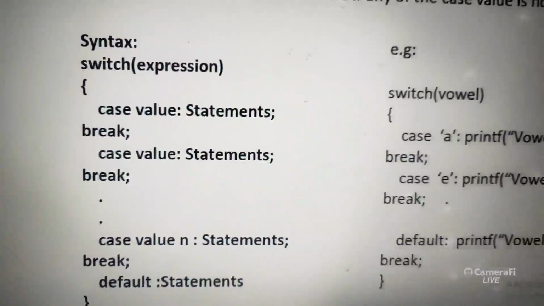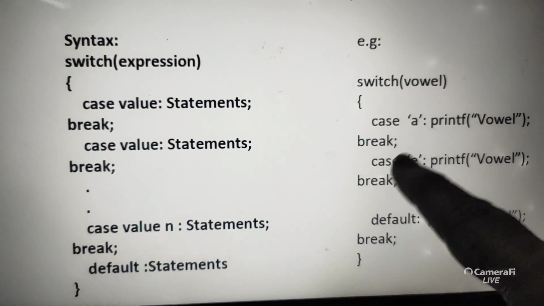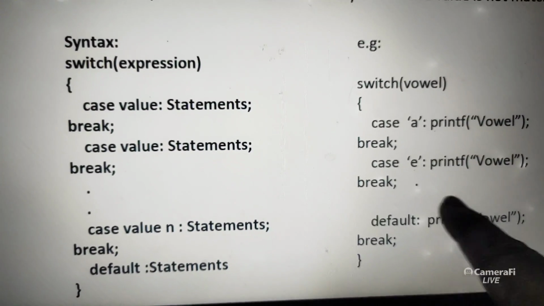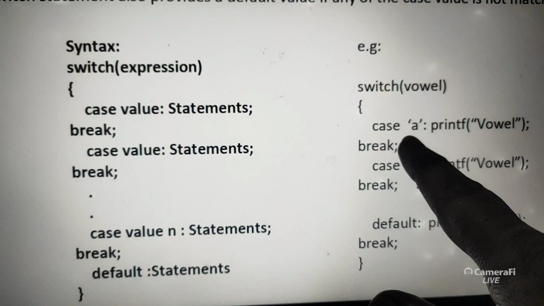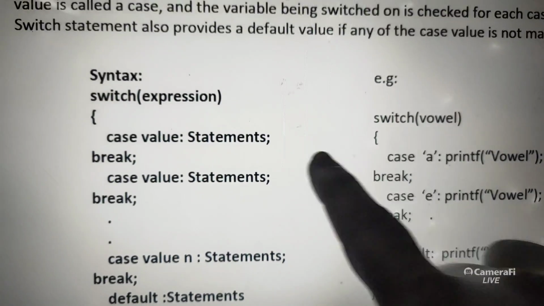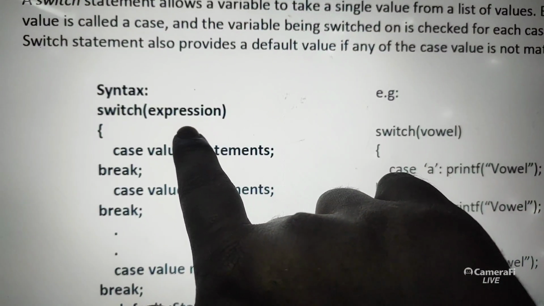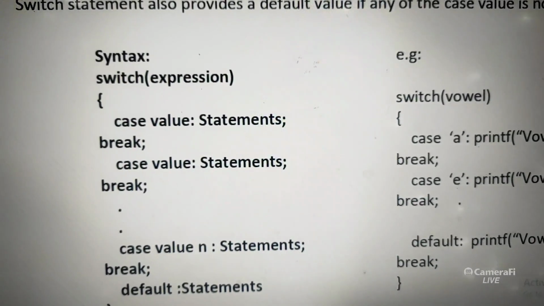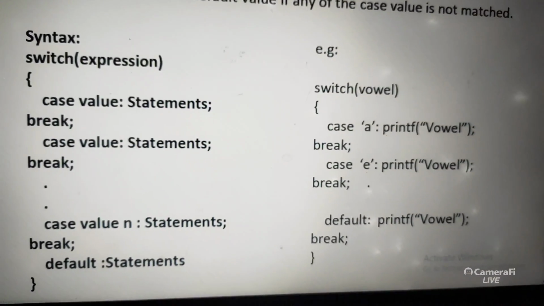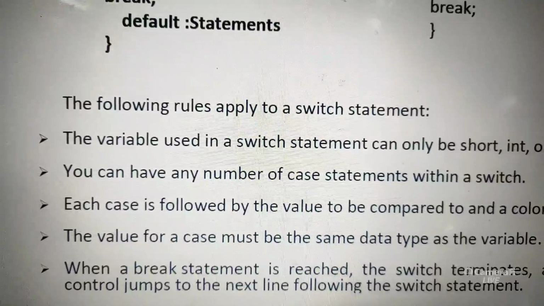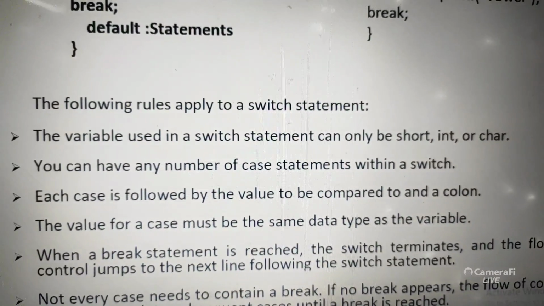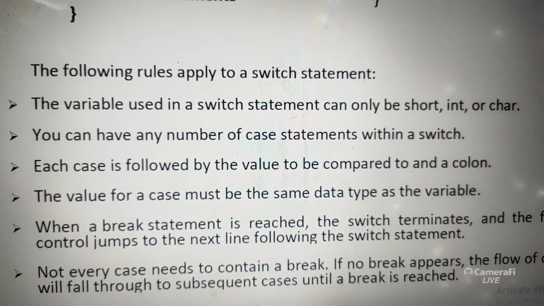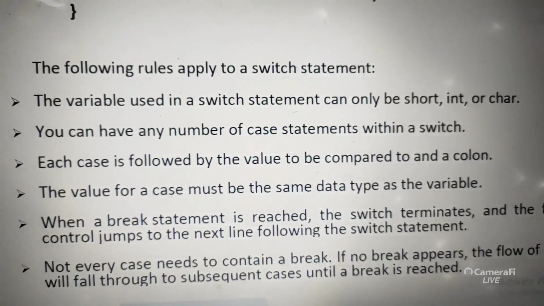Each of the values we should write here: A, E, I, O, U should be there. Then if A is matched with A, we should break. So the input value will be there in the expression. Each case value will be checked with the condition, and some statements will be executed. The variable used in a switch statement can be only short, int, or character type. These data types we should use in a switch.